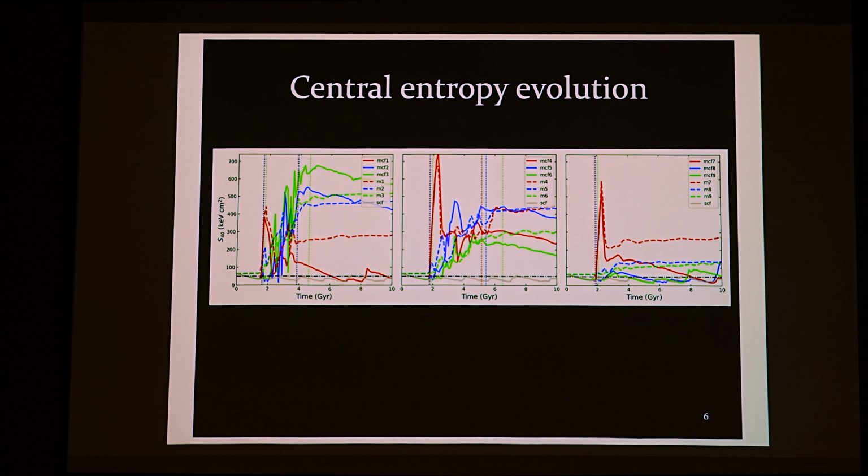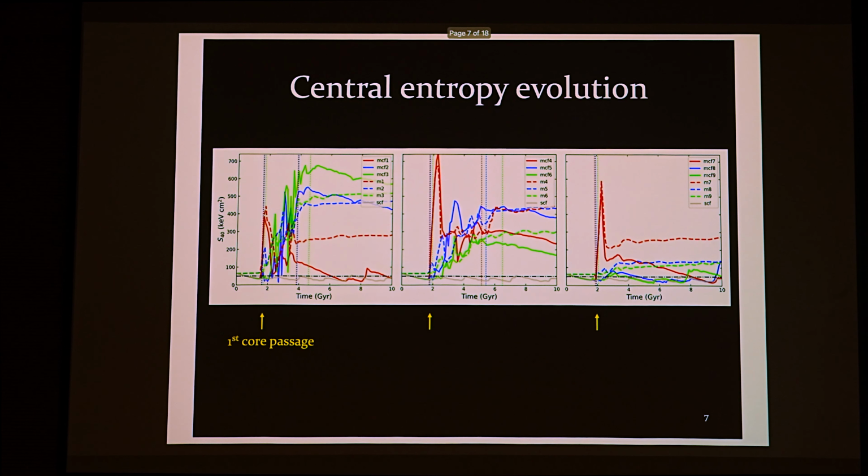This is a very busy plot, so I don't expect you to understand all the curves here. But I just want to show you that for all the simulations, we can plot the evolution of S40, the core entropy value. Our initial condition starts from a cool core cluster. So at the end of the simulations at 10 gigayears, we can see how the cool cores have been transformed into non-cool core clusters, or whether the cool core actually remains in the cool core state.